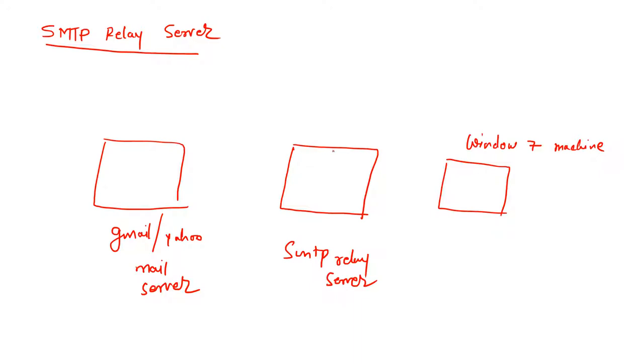So what will this server do? Suppose the Windows 7 machine has an email client, and that email client wants to send an email to this Gmail server. But in the SMTP relay server concept, what will happen? This email client will forward the email to this SMTP relay server, and this relay server will again forward it to this Gmail mail server.